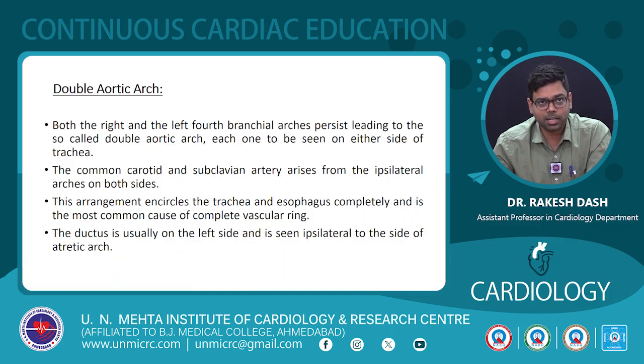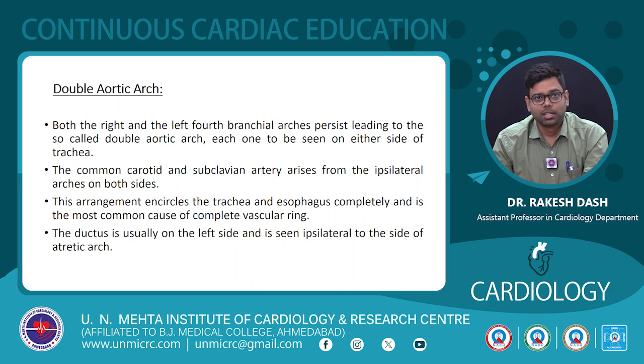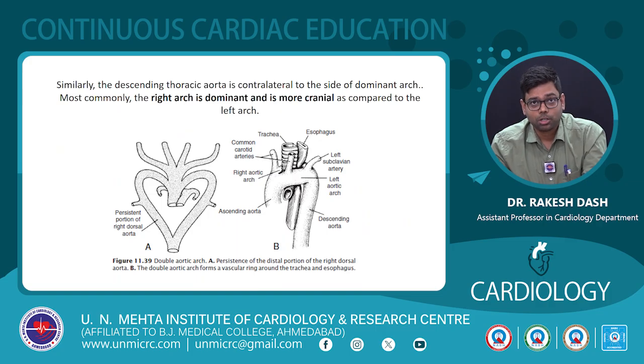Next is double aortic arch. Both the right and the left fourth branchial arch persist here, leading to the double aortic arch. The common carotid and subclavian arteries arise from the ipsilateral arches on both sides. This arrangement encircles the trachea and esophagus completely and is the most common cause of a complete vascular ring. The ductus is usually left sided and is seen ipsilateral to the side of the atretic arch.